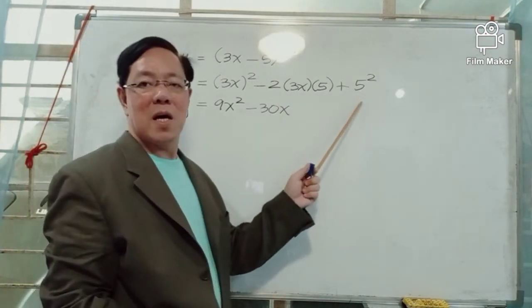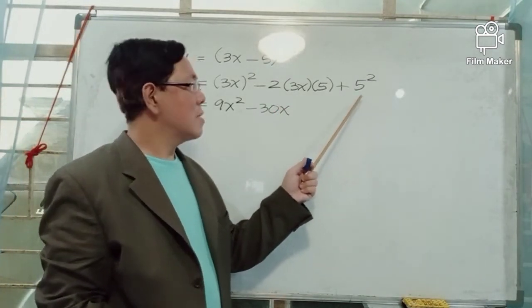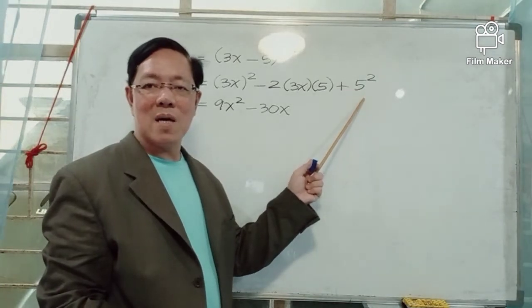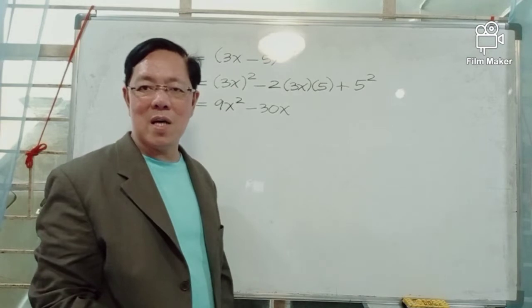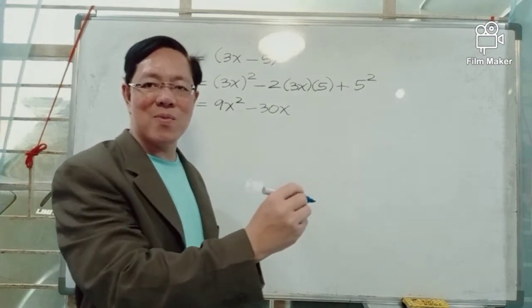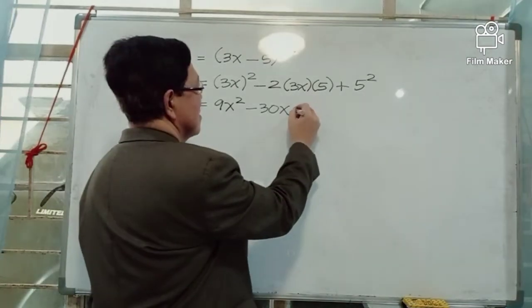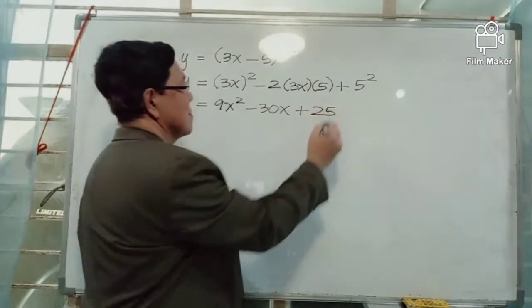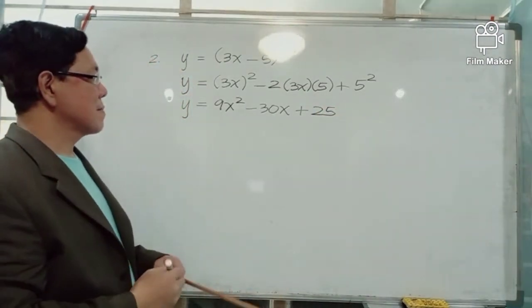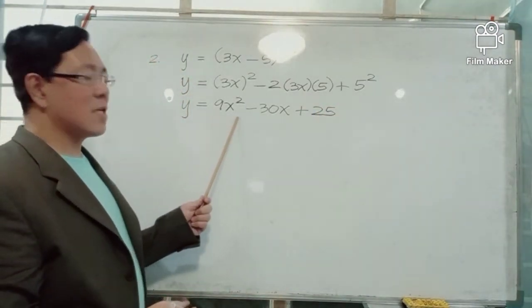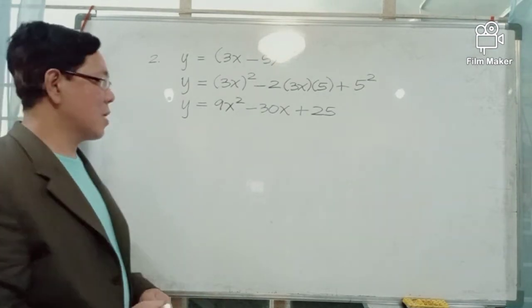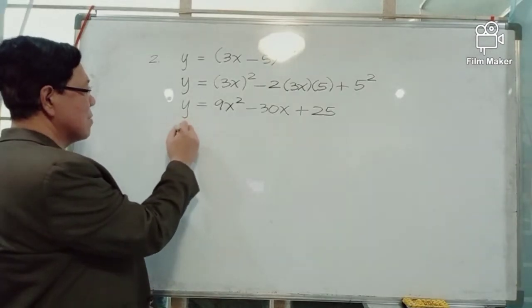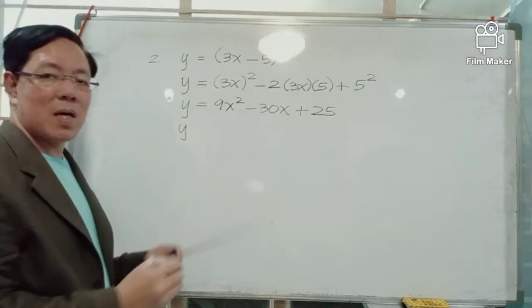plus the square of 5 is not 10. 5 square means you multiply 5 by itself 2 times. That is 5 square equals 5 by 5, which is equal to 25. So we get the derivative of this function, which is a trinomial. And derivative of y is denoted by y prime.